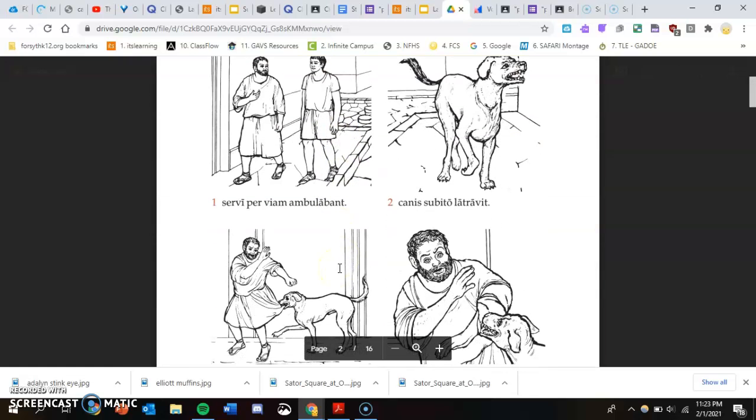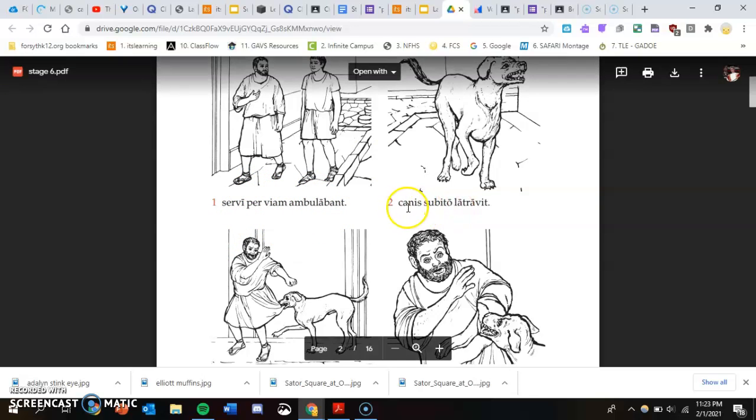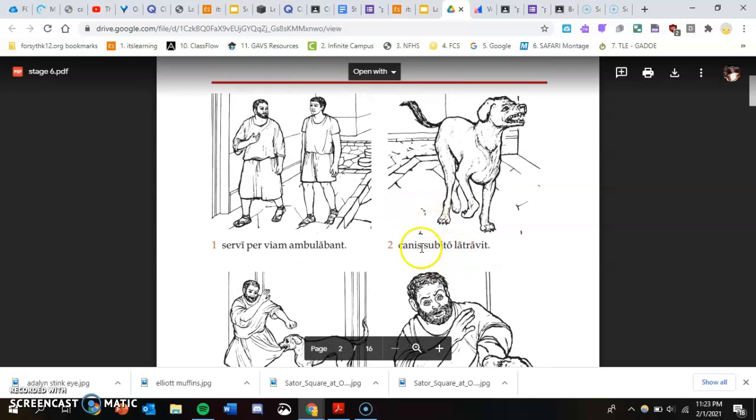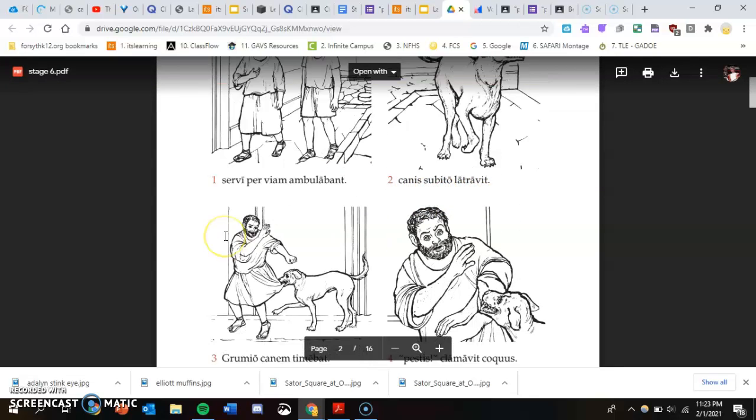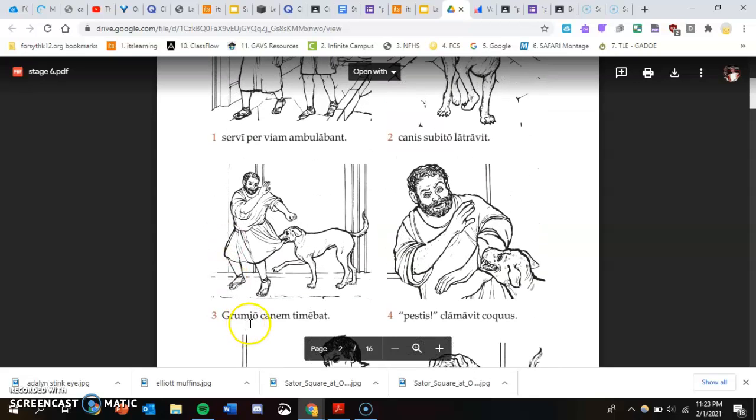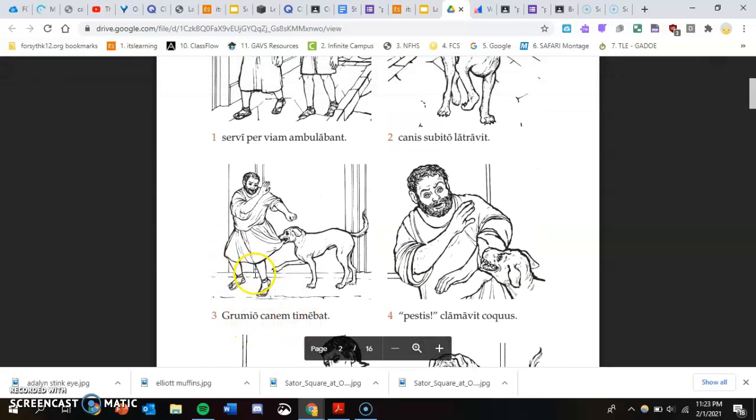Okay. All right, so number 1, servi per viam ambulabant. You'll see the ambulabant has the BA ending. That's imperfect. They were walking. The slaves were walking through the street. Number 2, canis subito latravit. The dog suddenly barked. Number 3, Grumio canem timebat. Grumio was afraid of the dog. Pestis, clamavit cocus. Pestis, pest, shouted the cook.